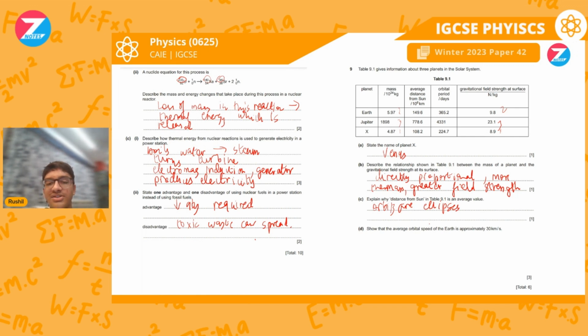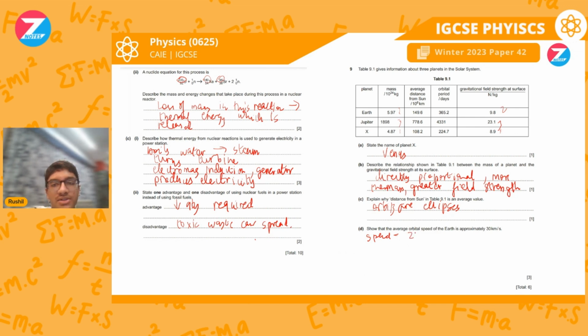Part T tells us to show that the average orbital speed of the Earth is approximately 30 kilometers per second. So we know that speed is equal to distance by time. So here the distance traveled will be the length of this, or the circumference of the orbit, which, while we mention it's an ellipse, the best way is to approximately take it as a circle. So distance is of course the formula for circumference of a circle, which is 2 pi r.